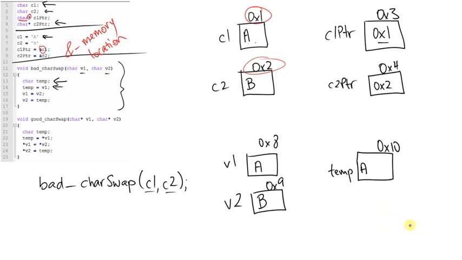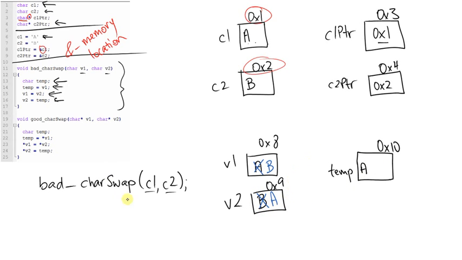So the value of temp is A. Now we say V1 equals V2. So the value of V1 is now going to be set to what V2 is. And then V2 equals temp. So V2 is going to be set to what temp is equal to.